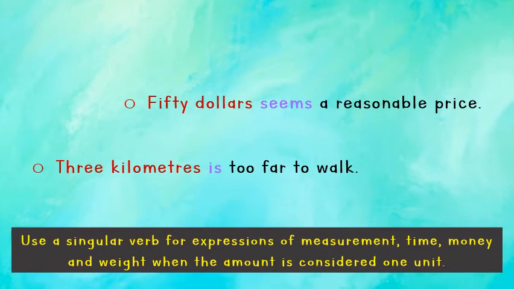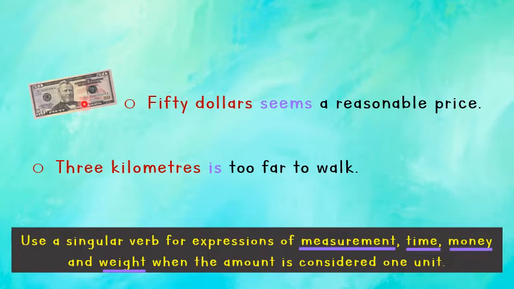Okay, for example, $50 seems like a reasonable price. Okay, ingat measurement, ukuran, time, masa, money, duit, weight, berat. Okay, so $50 seems a reasonable price. Sebab kita merujuk kepada jumlah dia. Walaupun ada dollars kat belakang ni, $50, tapi kita merujuk kepada jumlah dia. Jadi kita anggap dia sebagai satu. So we use singular verb.